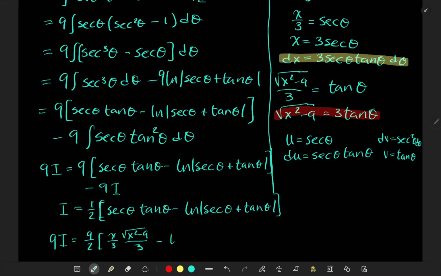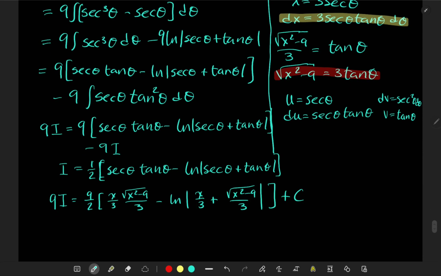Minus the natural log of the secant, which is going to be, again, x over 3, plus the tangent, which is going to be square root of x squared minus 9 over 3. And now I'm going to do a plus c at the end. So this could be reorganized as the integral I wanted to find is 1/2 of x times square root of x squared minus 9. All I'm doing is 9 is 3 times 3. There's a 9 in the numerator and 9 in the denominator.